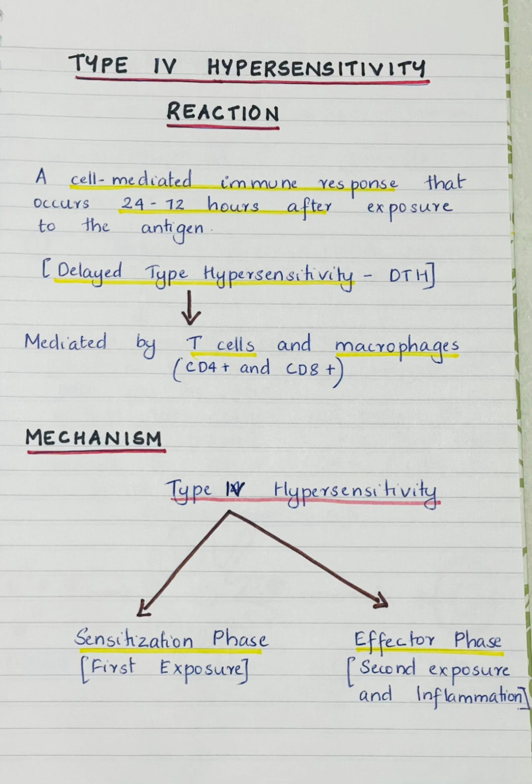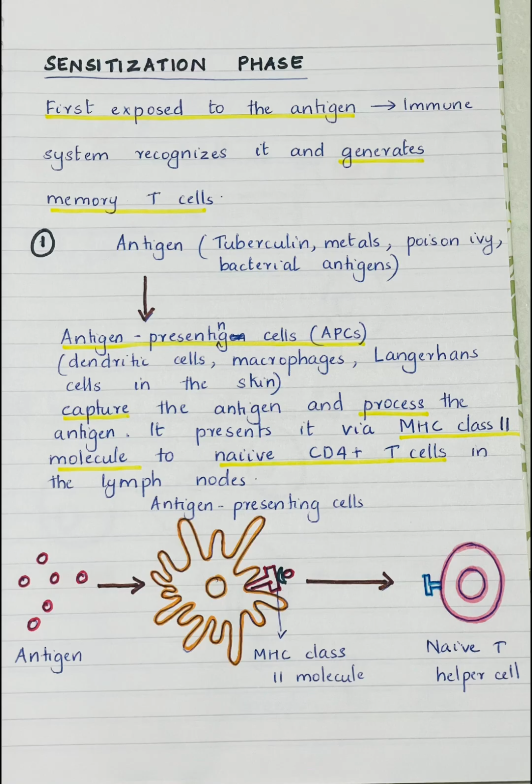The mechanism of type 4 hypersensitivity can be classified into two phases: sensitization phase and effector phase. Sensitization phase is the phase where the immune system is first exposed to the antigen, and effector phase is the phase of second exposure to antigen and inflammation.